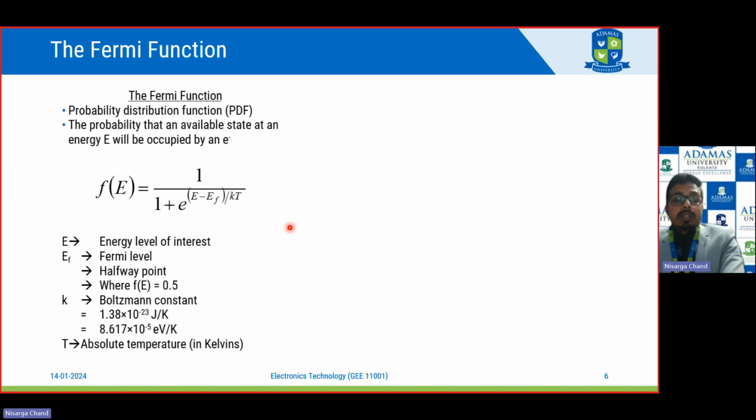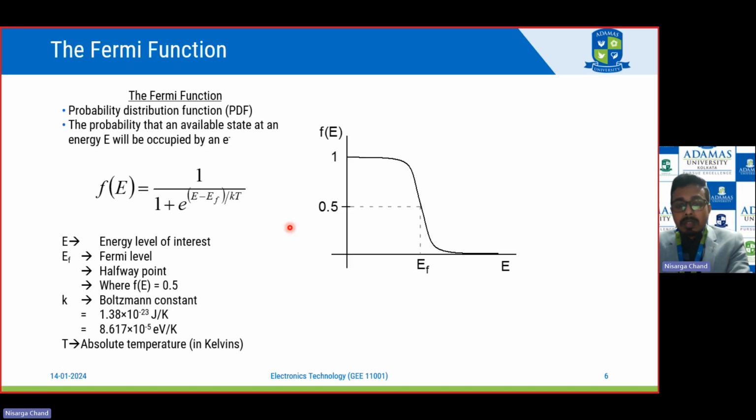So the Fermi level, in conclusion, we can say that it is based on the probability distribution function in mathematics, PDF. And the probability that an available state at an energy E will be occupied by an electron, f(E), is equal to 1 by 1 plus e to the power (E minus EF) by kT. So this is the equation of the Fermi-Dirac distribution function.